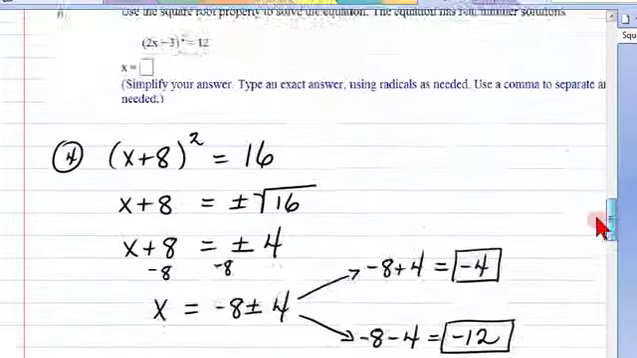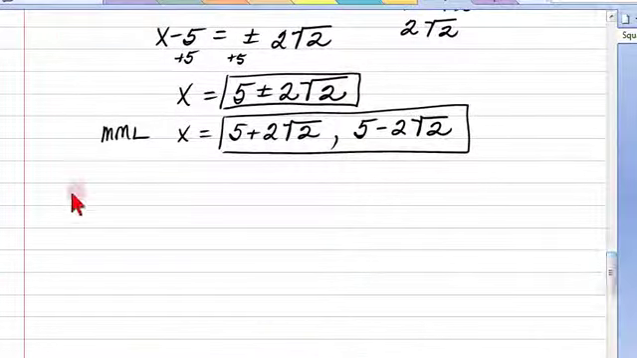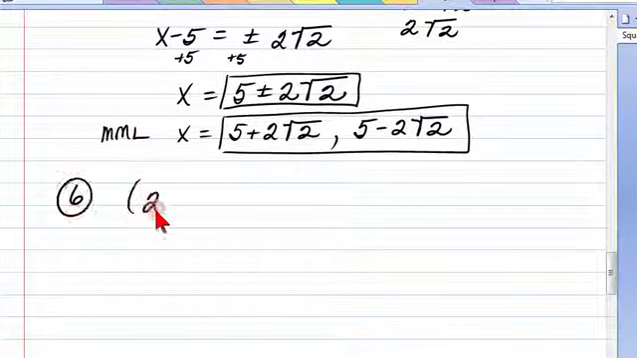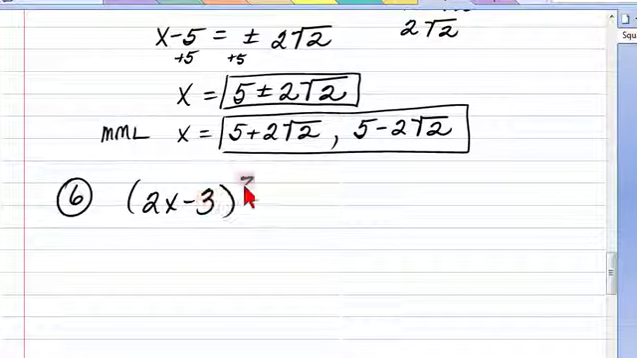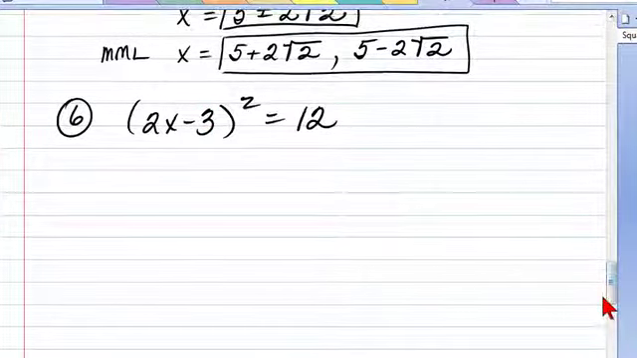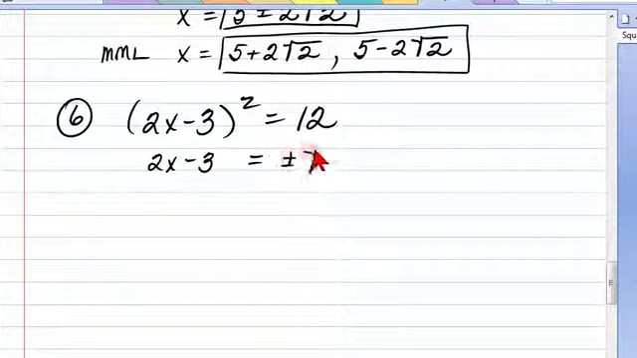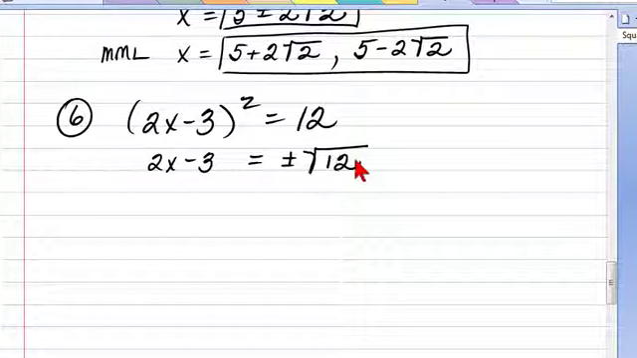All right, let me see if I can get number 6. It's 2x minus 3 quantity squared is 12. Problem number 6. Even though it's getting more complicated, does it still look like the square root property? Something squared equal to a number. So I'm going to take the square root. That gives me 2x minus 3 is equal to plus or minus the square roots of 12.